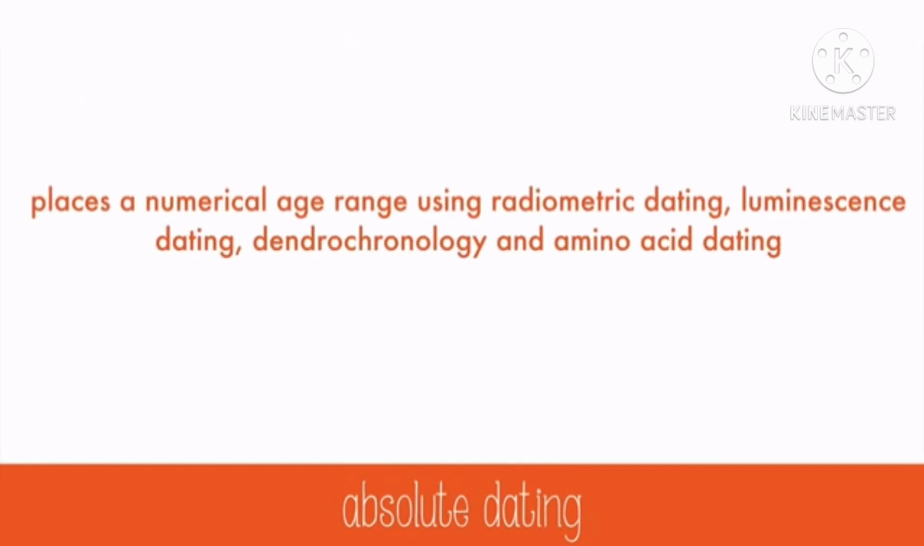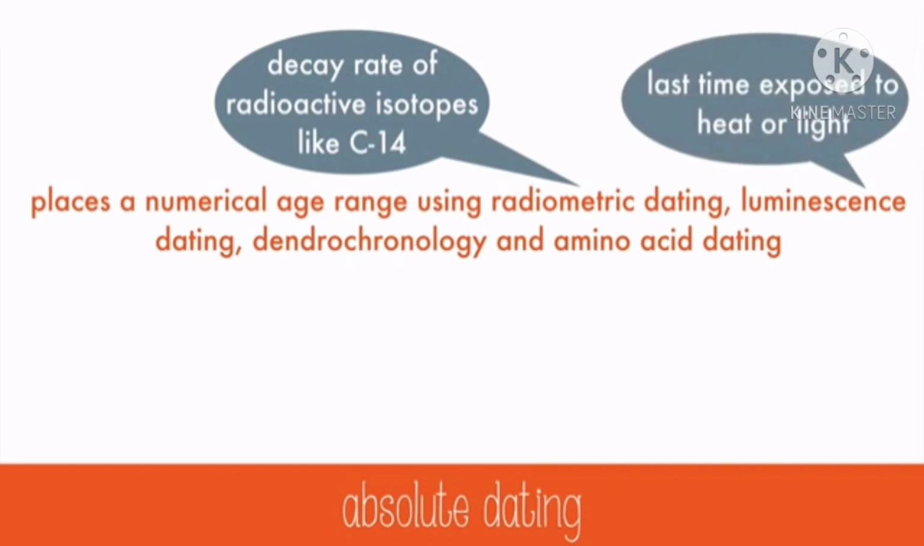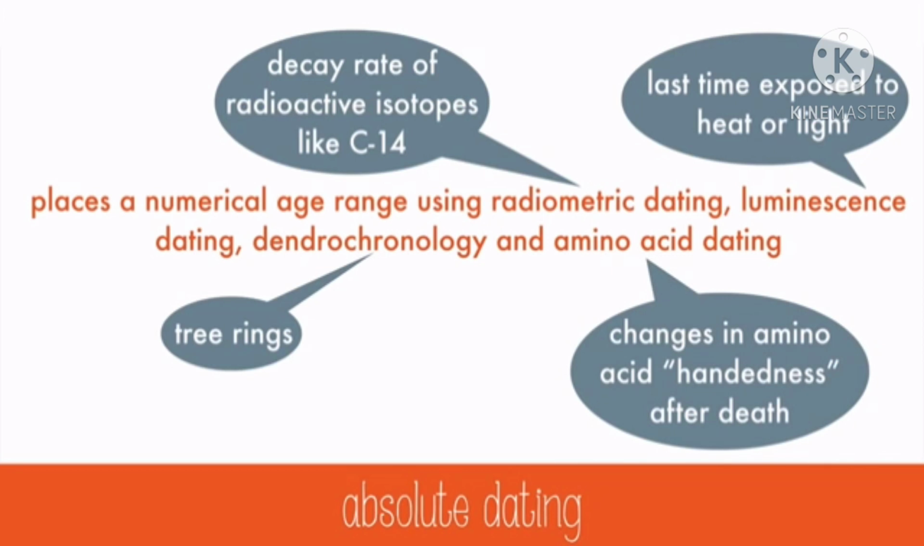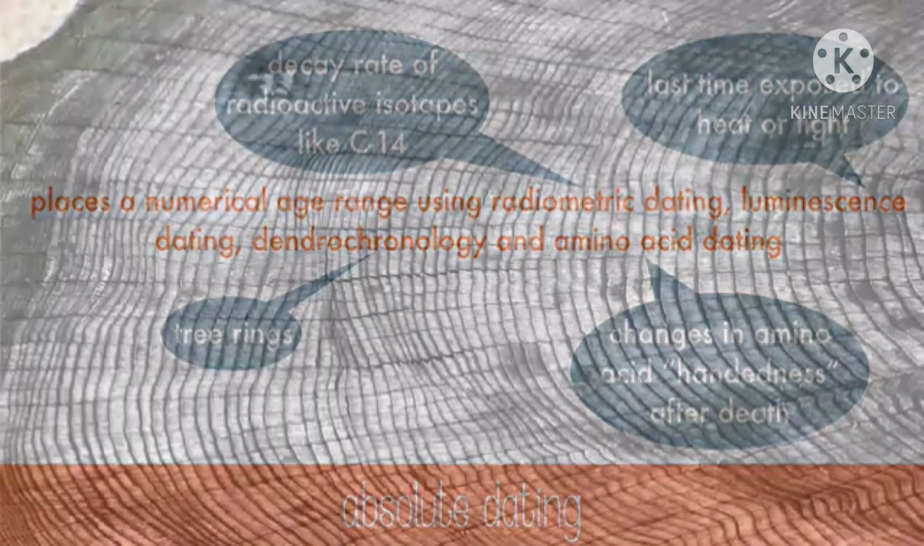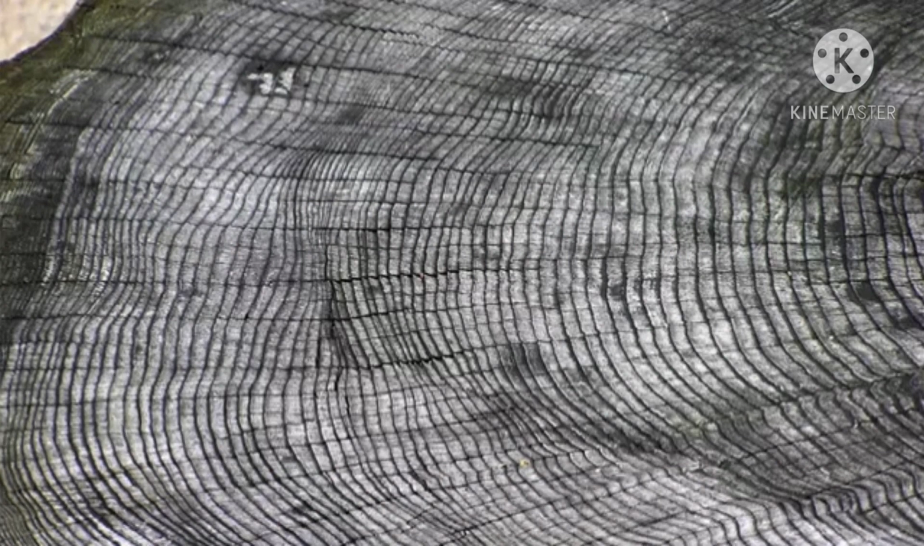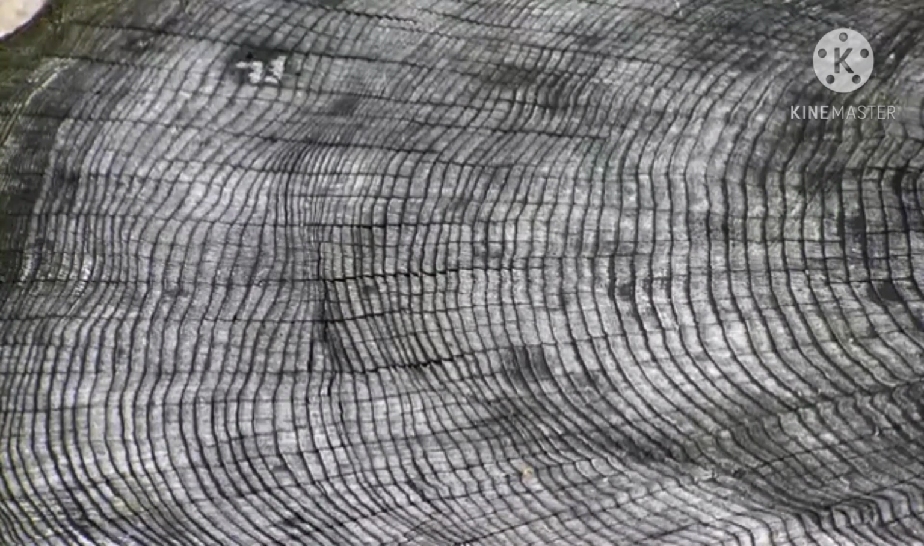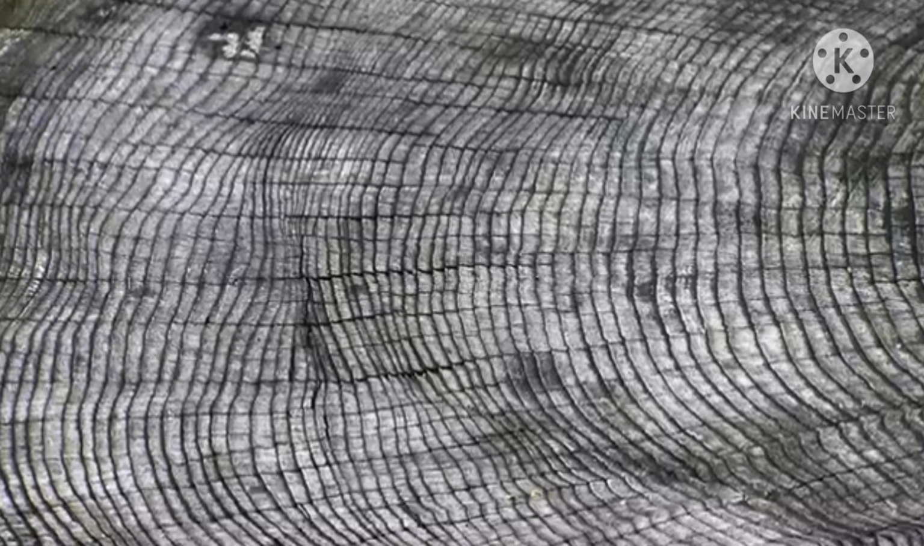Absolute dating places a numerical age range using radiometric dating, luminescence dating, dendrochronology, and amino acid dating. Some scientists prefer not to call it absolute, but chronometric or calendar dating instead, because the word absolute makes it sound much more certain and precise than it really is. It is still an estimation, like the relative dating of rocks based on the law of superposition, but it has a number to it. For example, in dendrochronology, scientists count the rings in a tree to estimate the number of years that have gone by.